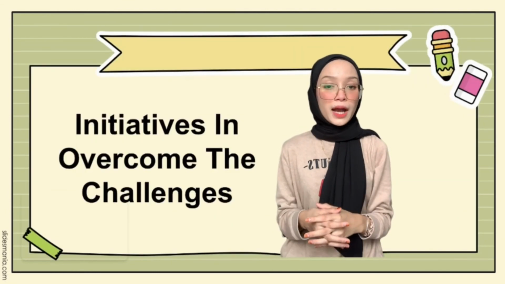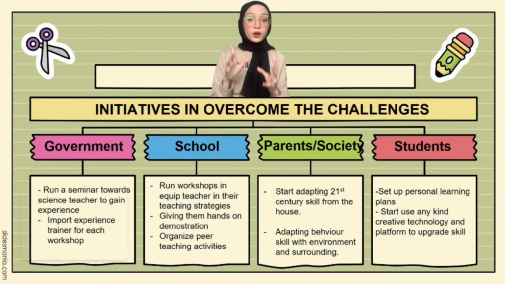Initiatives to overcome the challenges. First, government. Run seminars for science teachers to gain experience and import experienced trainers for each workshop. Second, for schools. Run workshops to equip teachers in their teaching strategies and experiences, giving them hands-on demonstrations and organizing peer teaching activities. For parents and society, start adapting 21st century skills from the house. Adapt behavior and skills with the environment and surroundings. Last but not least, for students, set up personal learning plans and start using any kind of creative technology and platform to upgrade skills.